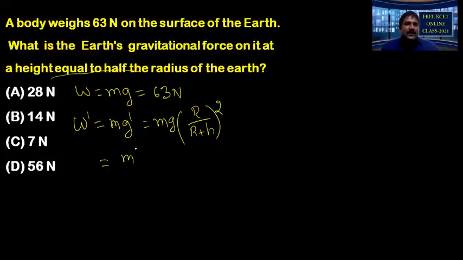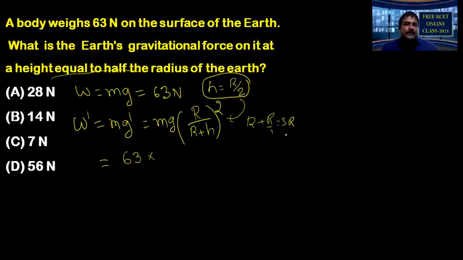mg, I can substitute as 63, so that it will help in cancelling. 63 Newton into r by r plus h, the whole square. h in this problem you can write as r by 2, half the radius of Earth, and this r is the radius of Earth. We can substitute here. So r plus r by 2 is 3r by 2.